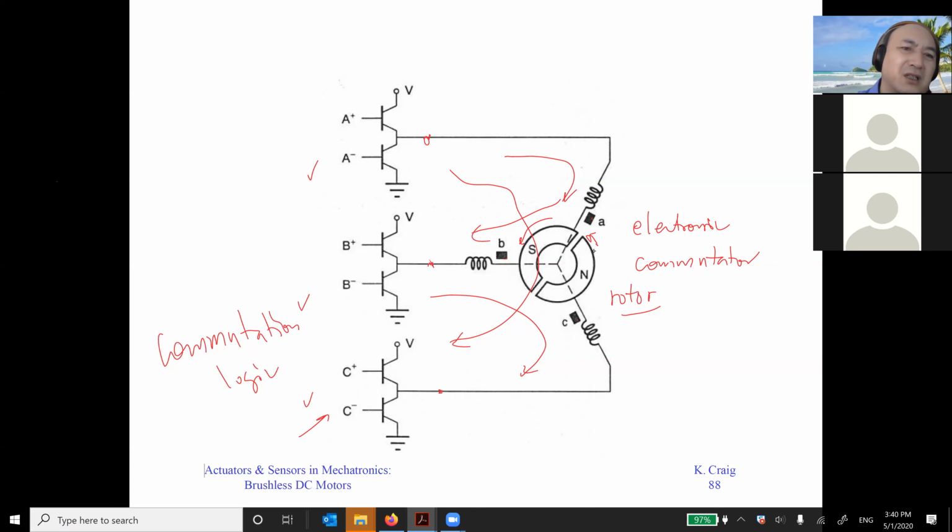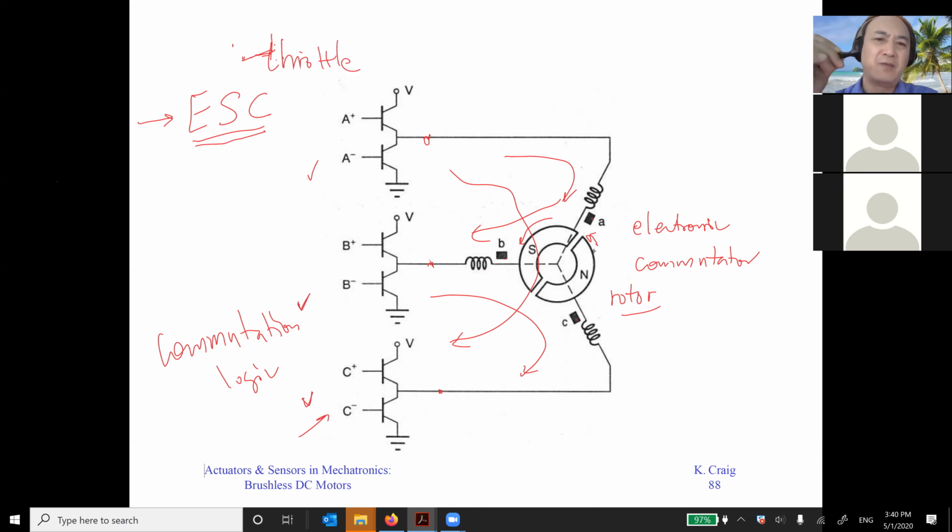There's something called ESC. There's a dedicated chip, so depending on your throttle, depending on how much percentage of the throttle you apply, it will be able to produce the corrected logic for this, as well as the amplitude, the strength, so that the speed, omega, is under precise control. ESC is called electronic speed control.